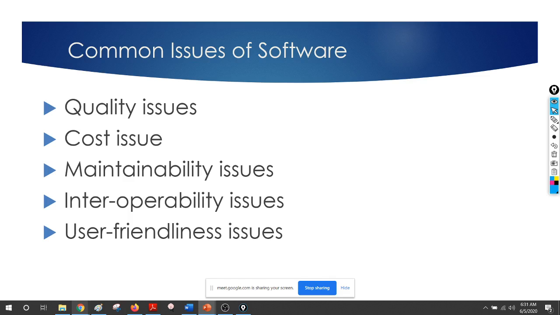Of course, the software in the engineering software development field is having those issues. Those issues are affecting the client or our businesses, right? So what are those common issues? The biggest issue is the quality issue, right? A lot of software have a lot of bugs, right?